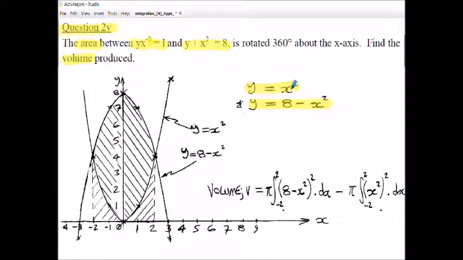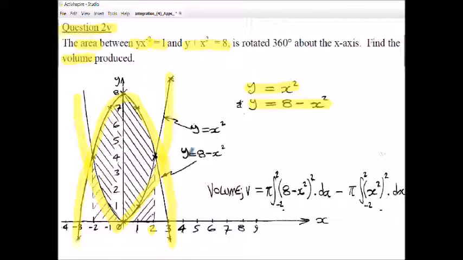If I plot those curves, this is the y is equal to x squared curve here, and if I plot the 8 take away x squared curve, which would be this one here, I find that they cross between the limits of +2 and -2. Okay, so my limits of the integral here will be plus and minus 2 from the diagram.